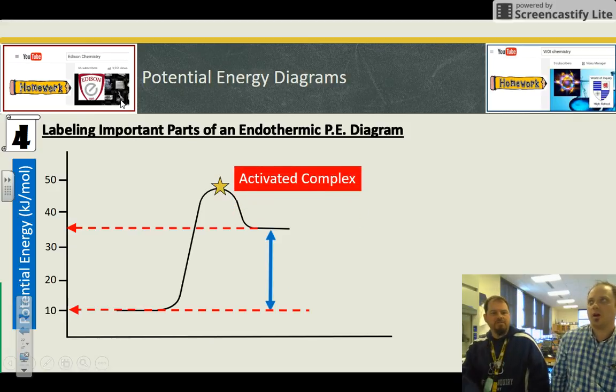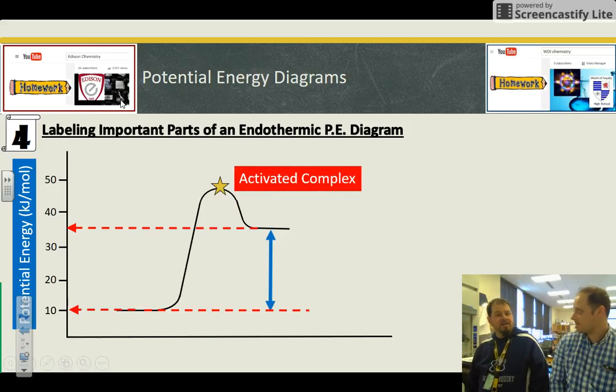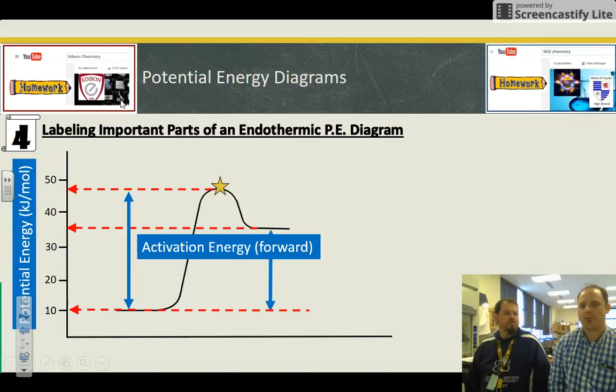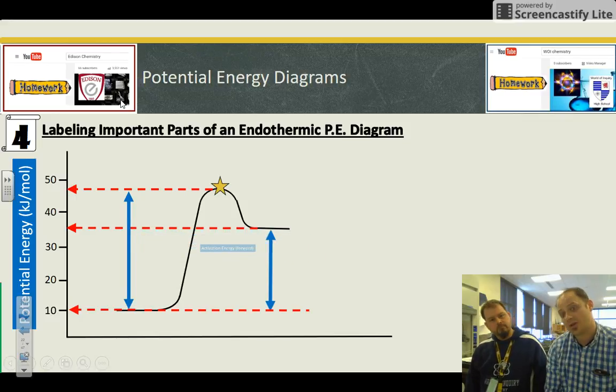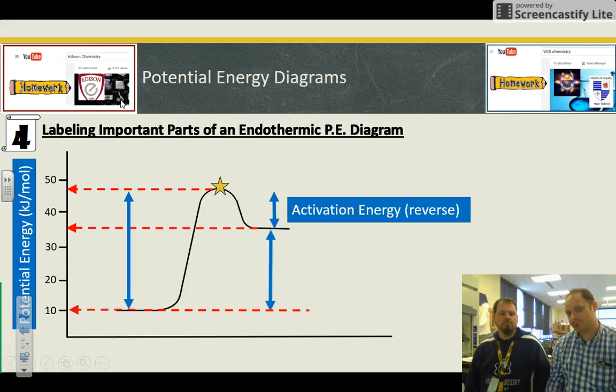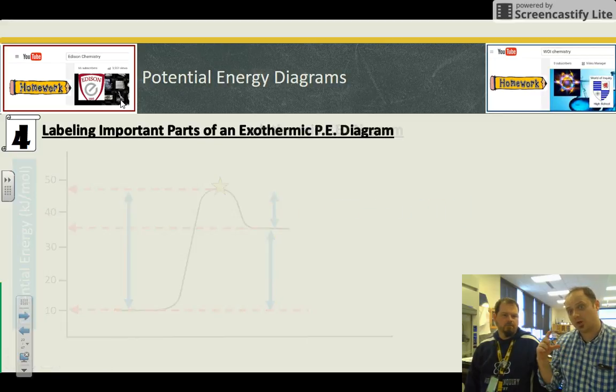Specifically, the little star up top is the activated complex, that very top of the hill. One's a noun, and that gives me the total activation energy in the forward direction: how much energy it took to get to the top of the hill from the bottom of the hill on the left. Because there's an activation energy for the reverse reaction as well. It's less. So the reverse reaction, coming from the right to the left, would be smaller, a smaller hill to get over.